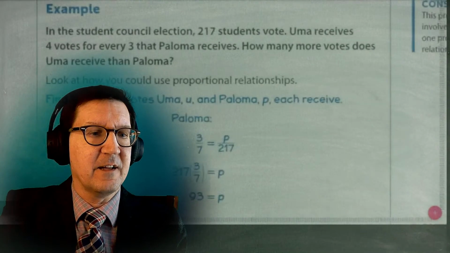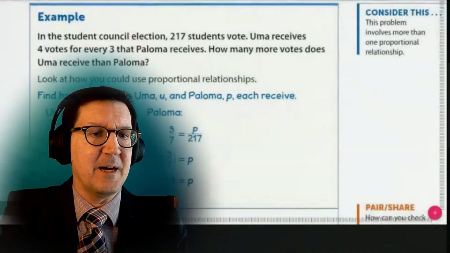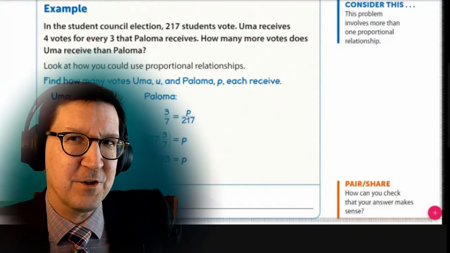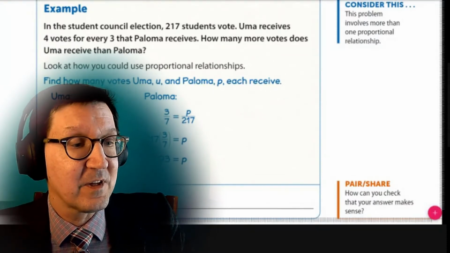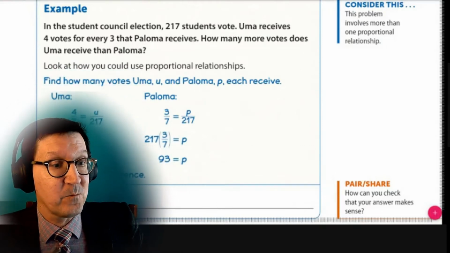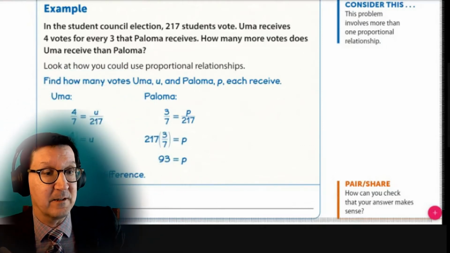So open up in your textbook to page 93, and let's look at this example that it gives us at the top of the page. We'll talk about that, and then work out these questions one by one, see how you do. Okay, here's our example. In the student council election, 217 students are voting. Uma receives 4 votes for every 3 that Paloma receives. How many more votes does Uma receive than Paloma?